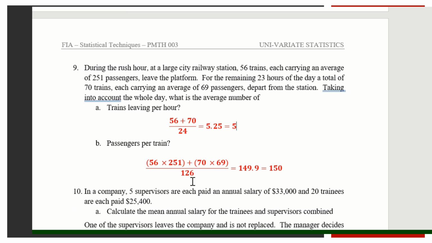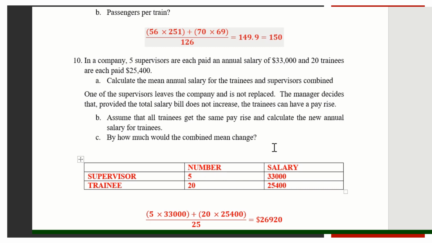Passengers per train, total number of passengers, divide with total number of trains. So you 56 times 251 plus 70 times 69 over total number of trains, which is 126, will give you 149.9, nearest whole number, 150.